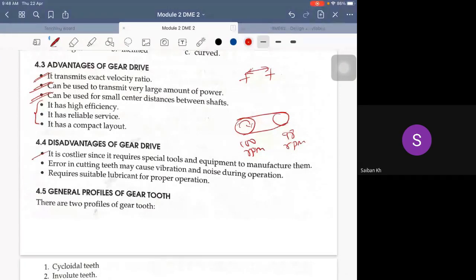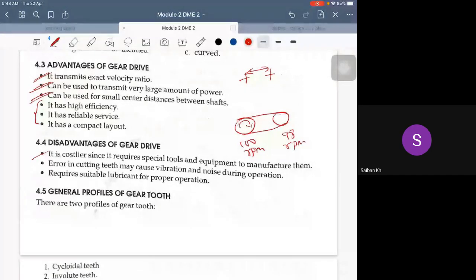It is costlier since it requires special tools and equipment to manufacture them. So manufacturing a gear is not so easy a job. We require a good amount of milling and planer machines to do it. So that's why the manufacturing cost of the gears increases. Even the cost of the gear is increased.